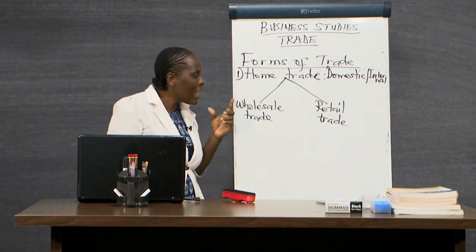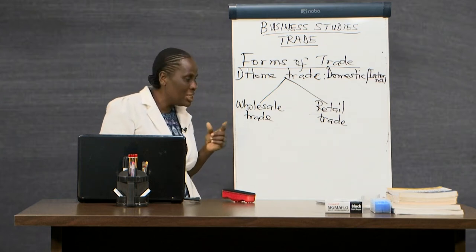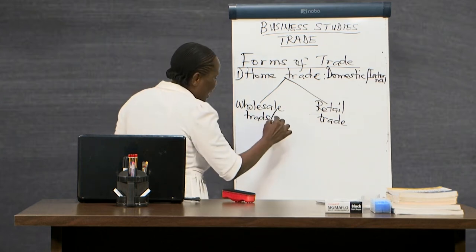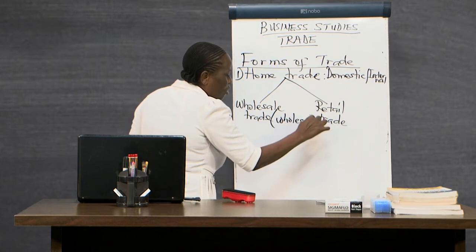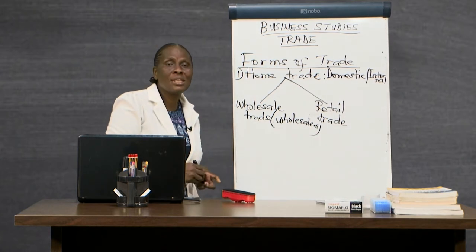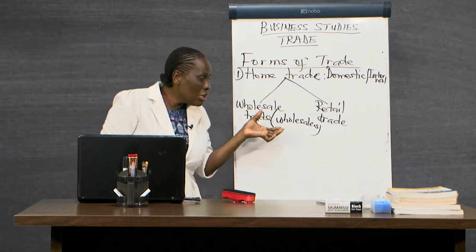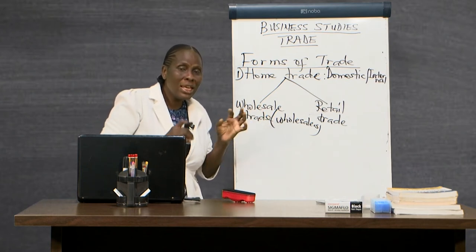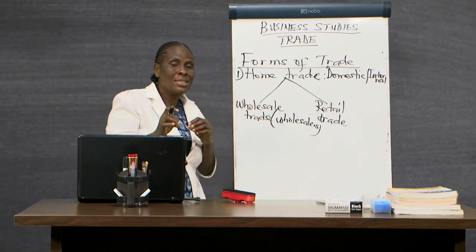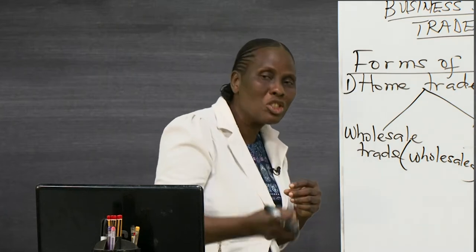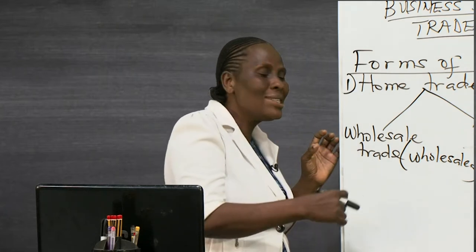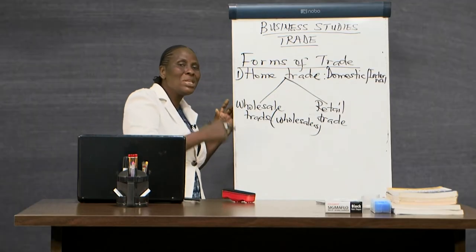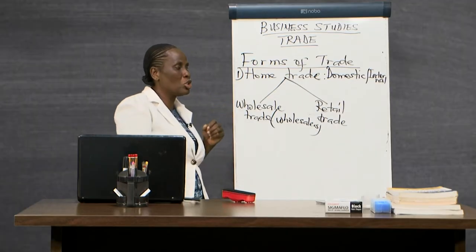So people that are involved in wholesale trade are called wholesalers. For example, if you are buying maybe a dozen of biscuits, then you are buying in wholesale trade. So the person that will sell that to you is the wholesaler, and his business is wholesale trade.